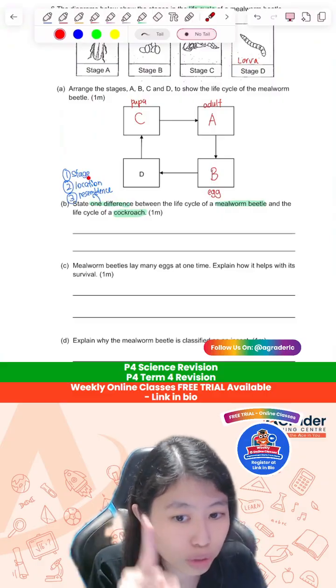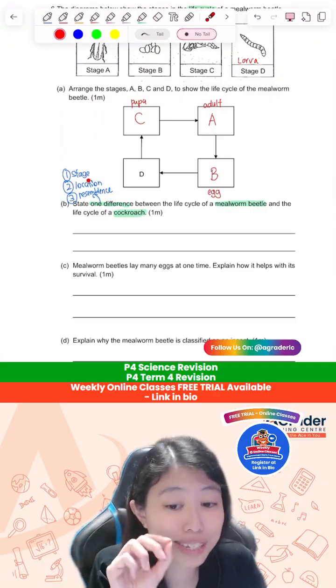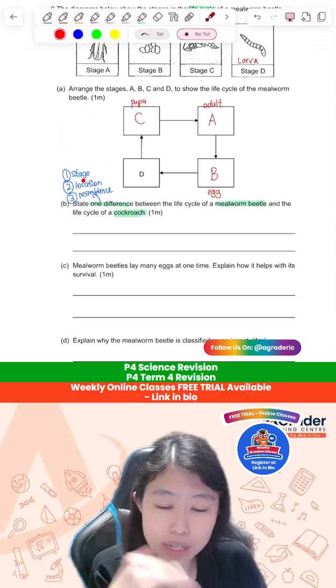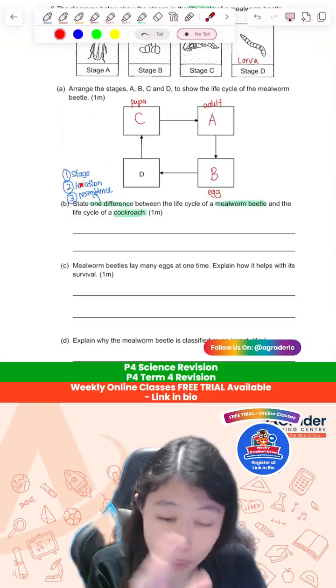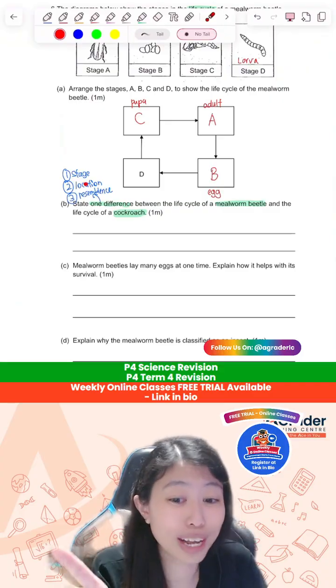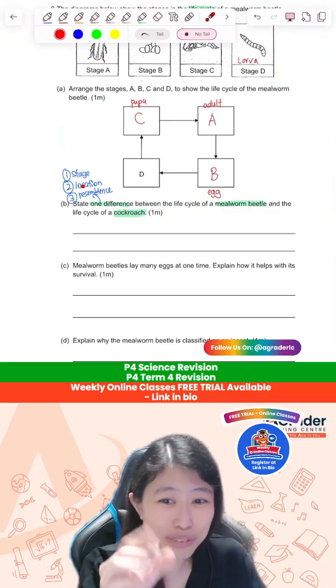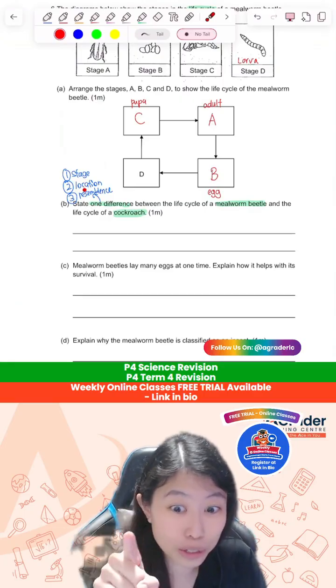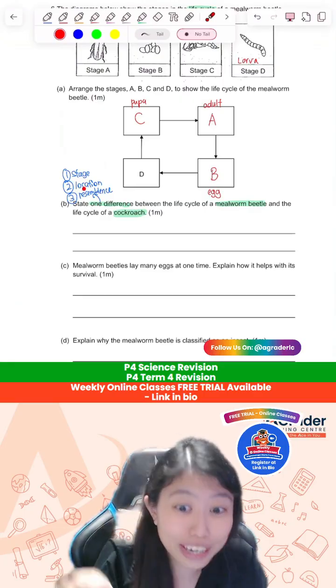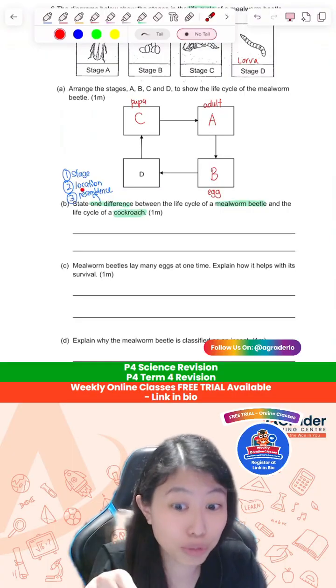Do not write 3 life cycle. You must put the word stage. The missing word stage will change the whole meaning of your answer. If you say three life cycle, it means that the cockroach dies and then resurrects again, and goes through a cycle three times before it officially dies.